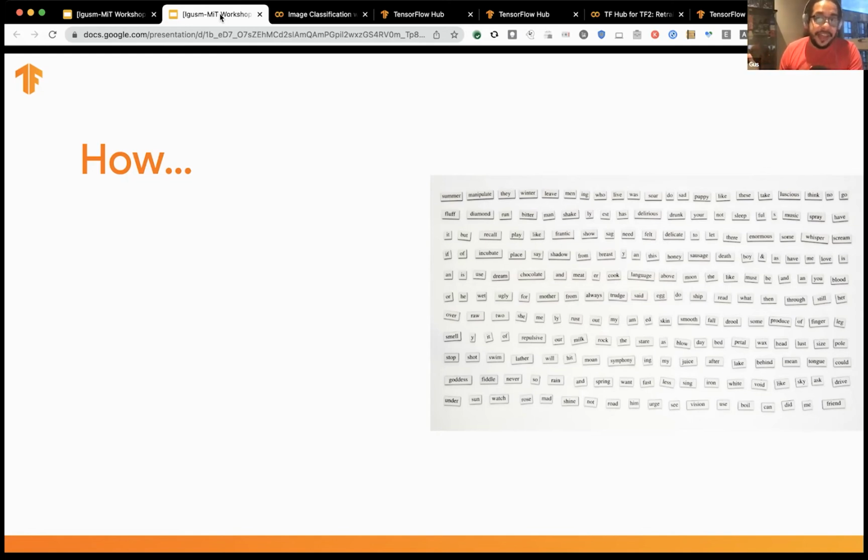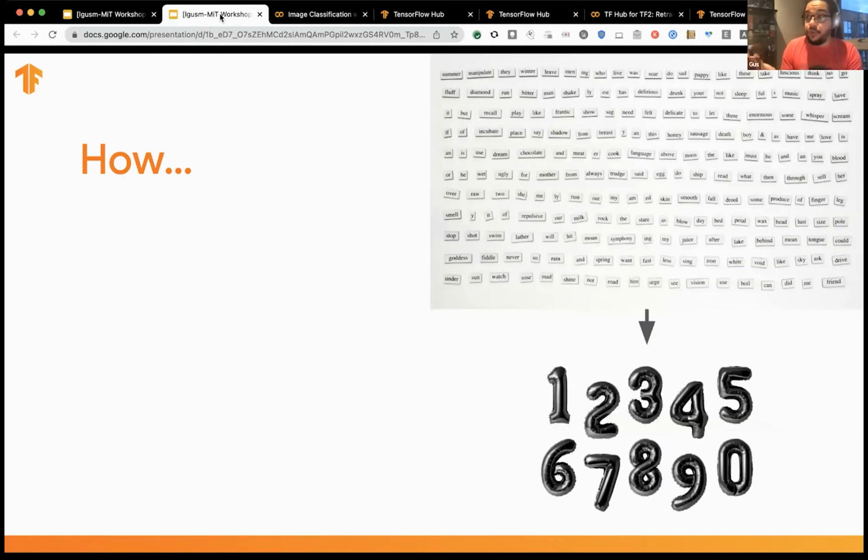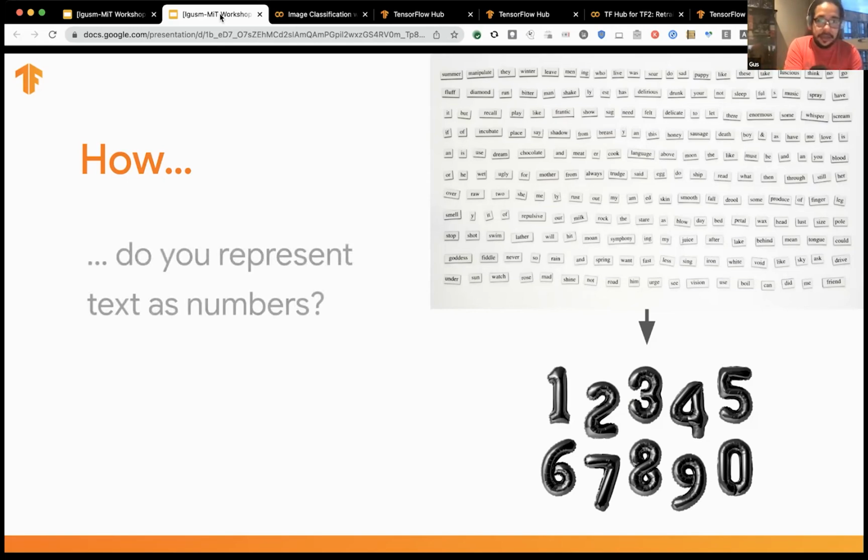It doesn't know how to deal with text. How do you convert text to numbers? And this is one of the main things about NLP, how do you go from text to numbers? So how do you do that? You can think about many ways of doing that, right? You can define a way right now.